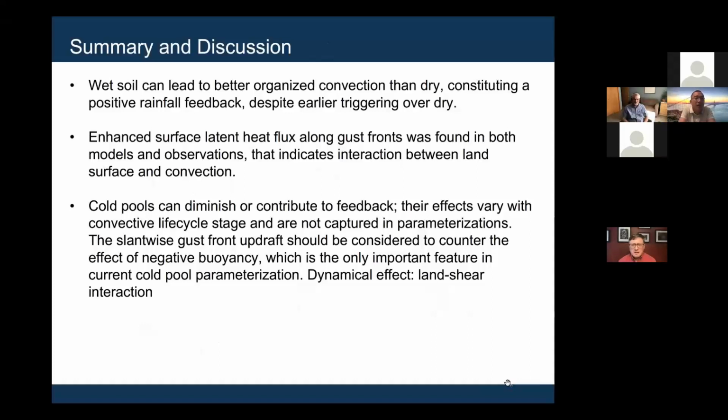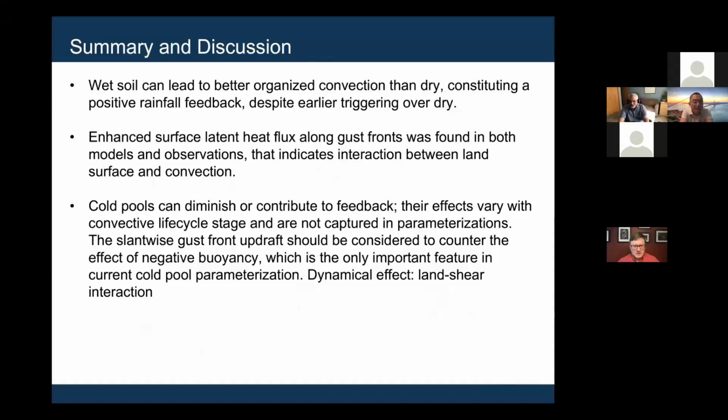Okay, to sum up, the wet soil can lead to better organized convection than dry, constituting a positive rainfall heat feedback, despite earlier triggering over dry. The enhanced surface latent heat flux along gas fronts was found in both models and observations, which indicates interactions between land surface and convection. The corpus can diminish or contribute to the feedback. Their effects vary with convective life cycle stage and are not captured in parameterizations.